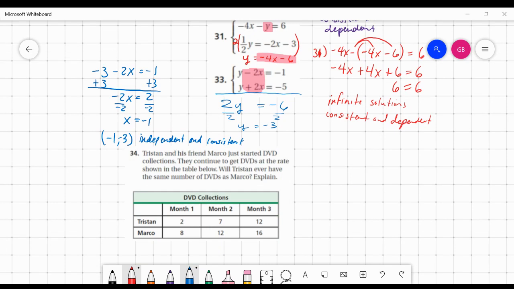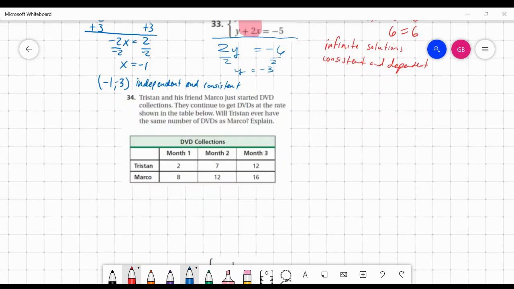And then 34. Tristan and his friend Marco have started DVD collections. They continue to get DVDs at the rate shown in the table below. Would Tristan ever have the same number of DVDs as Marco? Explain.